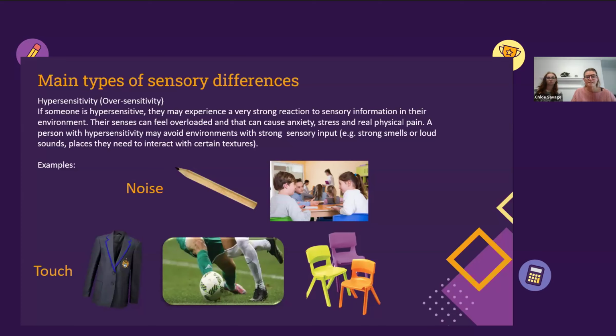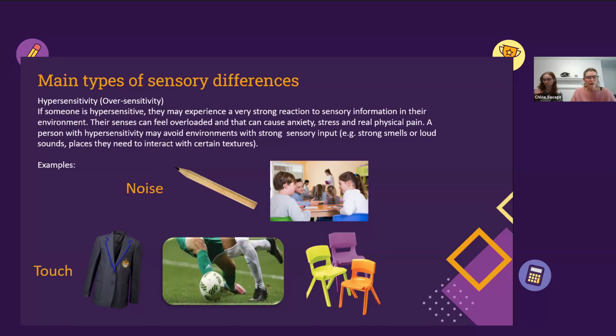So a person with hypersensitivity, this oversensitivity to one of the sensory systems, may avoid environments with strong sensory inputs. Just to give you a couple of examples, if you think about your classrooms, I'm sure there's lots and lots of noise. It could be the little things, like pencils moving across the paper, pencils or pens tapping on tables, clocks ticking, students chatting in group discussions or as they're working. There could be all sorts going on in that classroom.